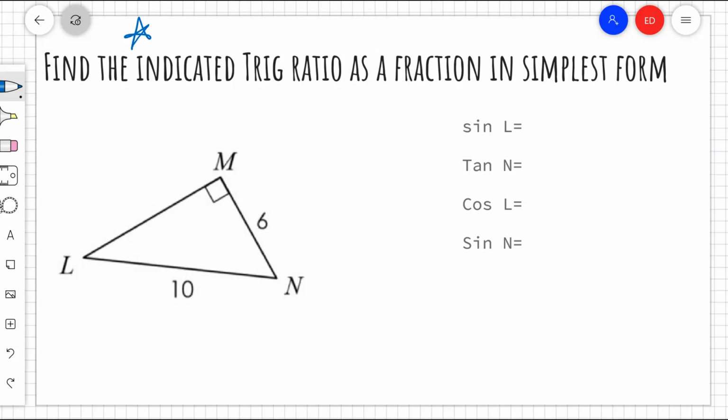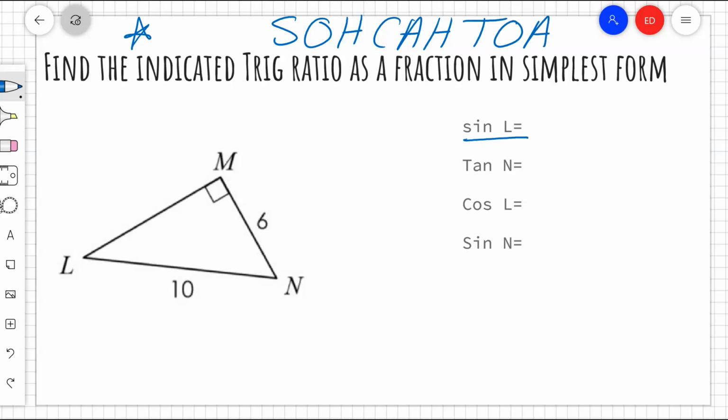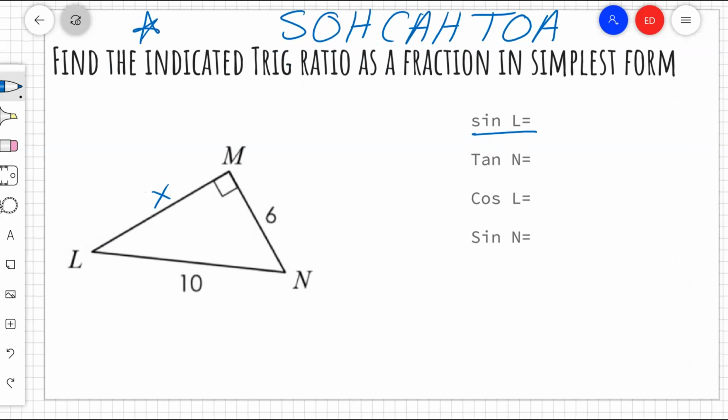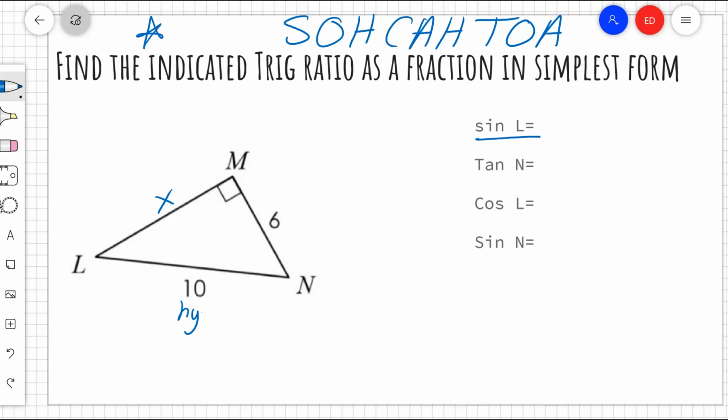So for this first one, it's asking for sine. I'm missing a few pieces of information here. First of all, I need a reminder of SOH CAH TOA. I'm also missing another piece of the triangle. If I look at this triangle, I have a hypotenuse, I have a leg length, I have another leg length, but I don't know what that one is. But with two sides of a triangle, I can set it up in the Pythagorean theorem and solve for the missing third side. So I'm going to use the Pythagorean theorem down here to find that third side first.